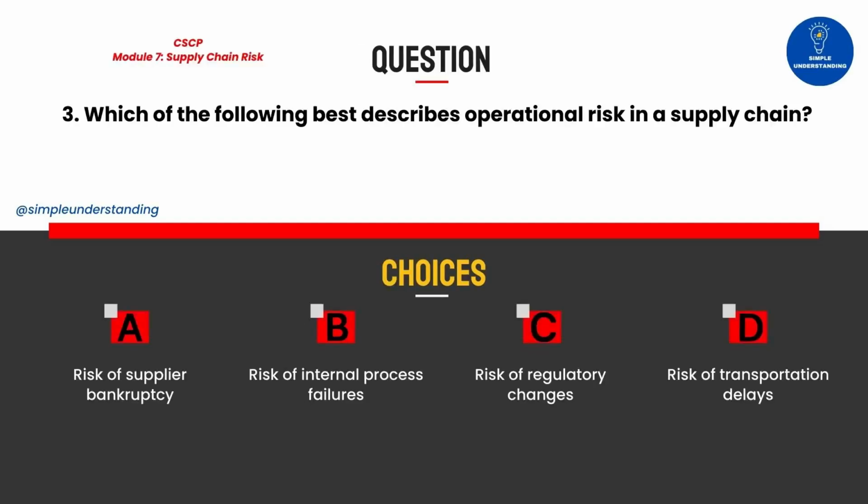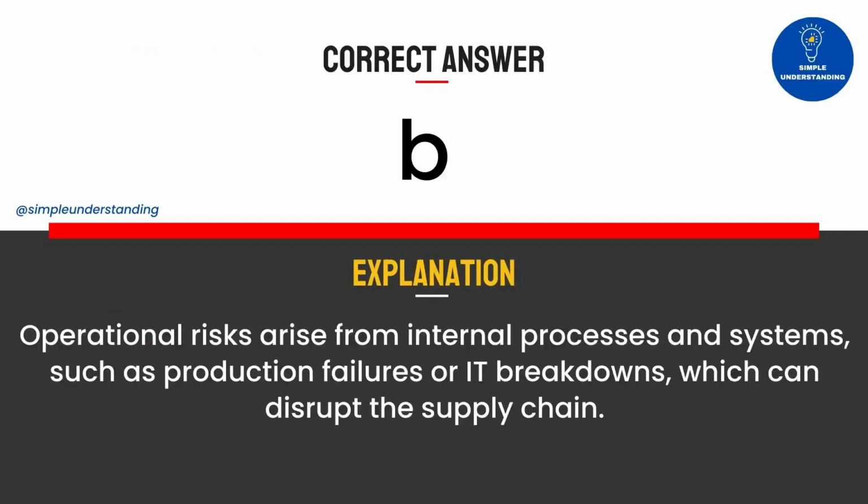3. Which of the following best describes operational risk in a supply chain? A. Risk of supplier bankruptcy. B. Risk of internal process failures. C. Risk of regulatory changes. D. Risk of transportation delays. Correct answer B. Explanation. Operational risks arise from internal processes and systems, such as production failures or IT breakdowns, which can disrupt the supply chain.